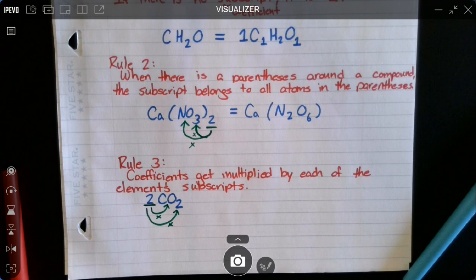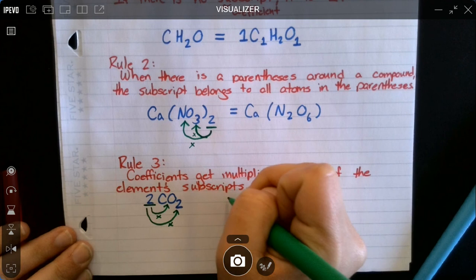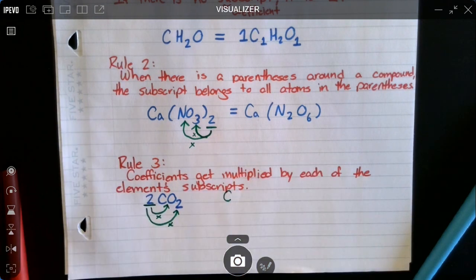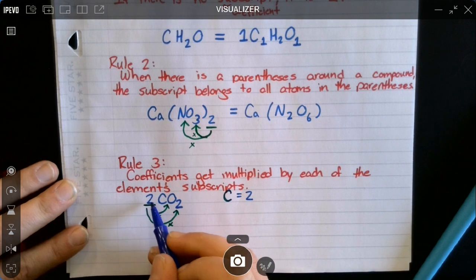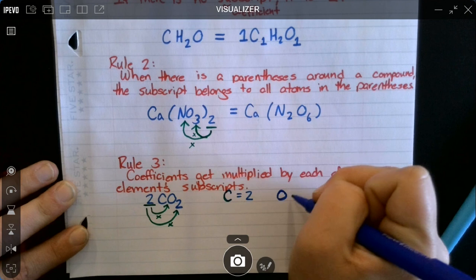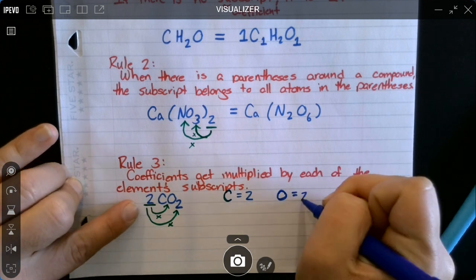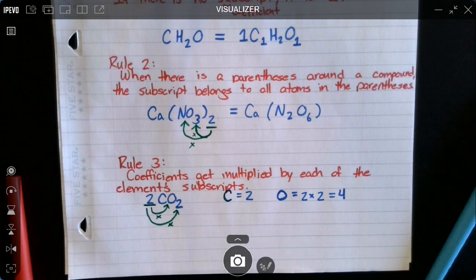Meaning, with this, there are 2 C's, because 2 times 1 is 2. The O's, there's 2 times 2. So there's a total of 4 O's. So big number times small number.